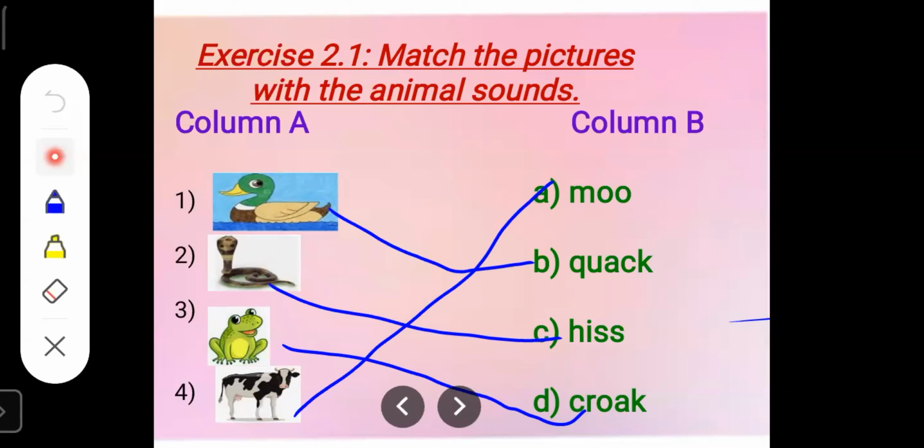Have you understood, children? Why have I matched the different animals with the different words? Because the sound made by a duck is called quack, so I have matched a duck with quack. The sound made by a snake is called hiss, so I have matched snake with hiss. The sound made by a frog is called croak, so I have matched frog with croak. The sound made by a cow is called moo, so I have matched cow with moo.